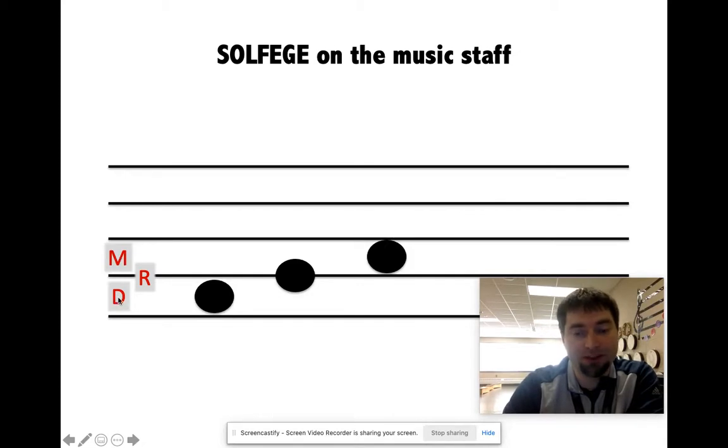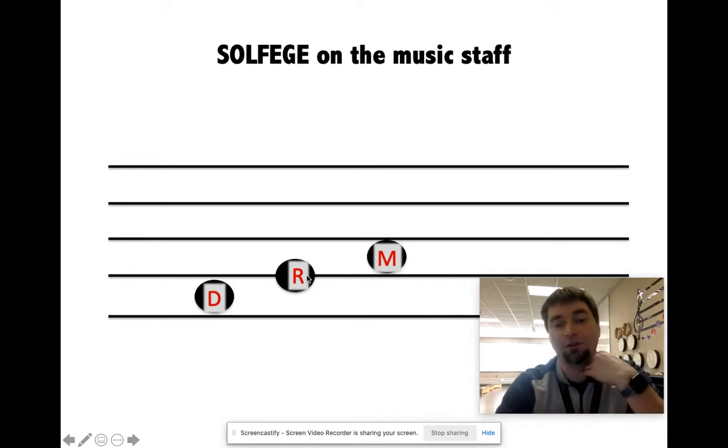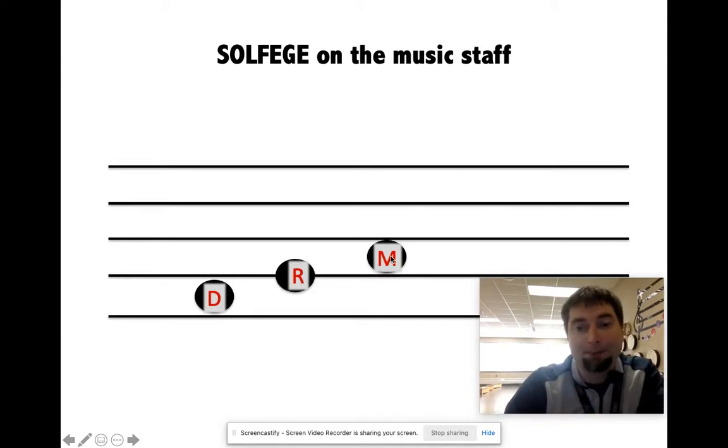What I want you to know is that any note that is across from one of these letters is going to be that syllable. So, for instance, this note was across from the D, so that means it's a do. This one is on the line where the R was, so that's a re. This one is a step up, that's mi.